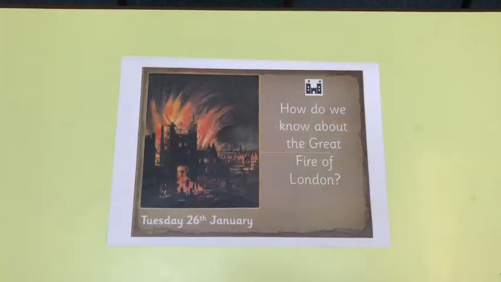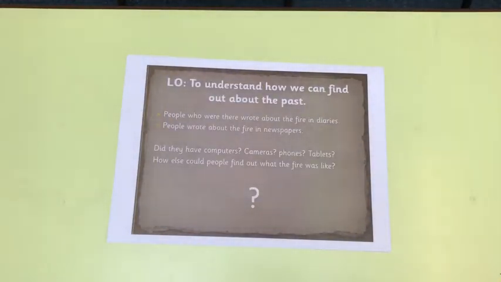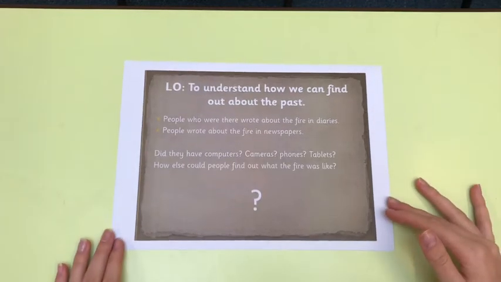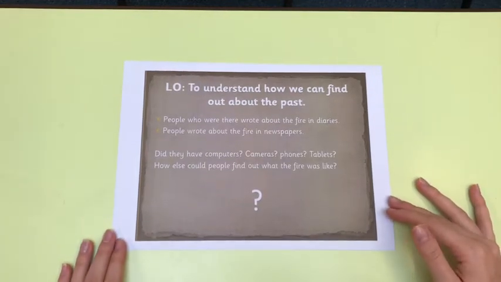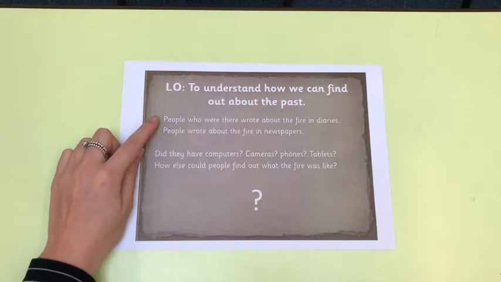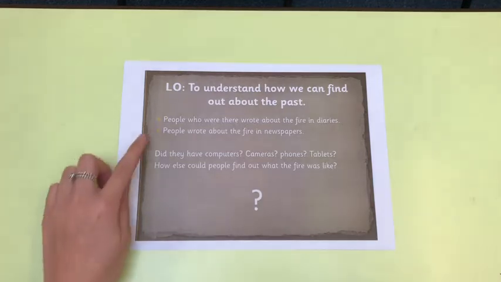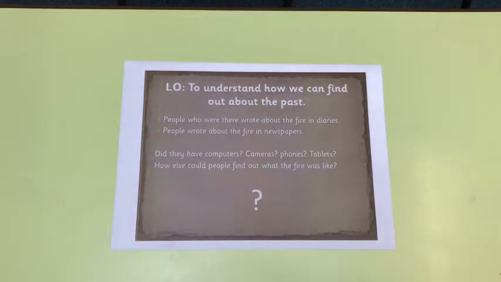Now we're going to find out, how do we know about the Great Fire of London? So the Great Fire of London happened in the past. We know it happened in the year 1666. And we know what happened because people wrote in their diary, and a very famous man called Samuel Pepys wrote in his diary. So that tells us all the events that happened during the Great Fire of London. And people also wrote about the events in newspapers.